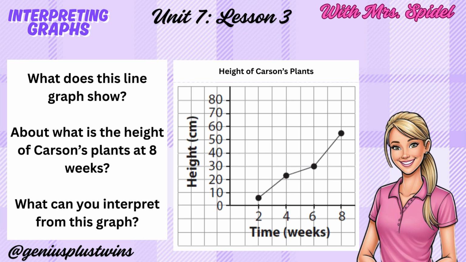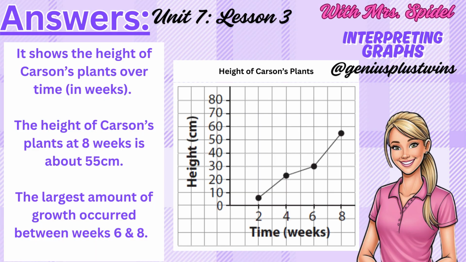I need you to interpret this graph and answer these questions. What does this line graph show? About how tall were Carson's plants at 8 weeks? And finally, what can you interpret from this graph? Pause the video and try to answer these questions on your own.